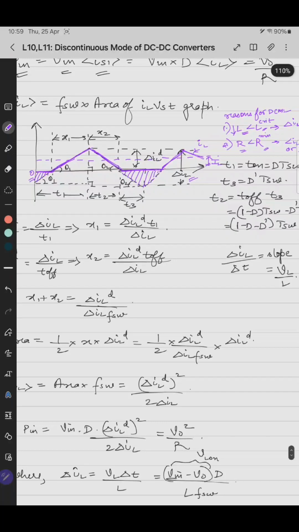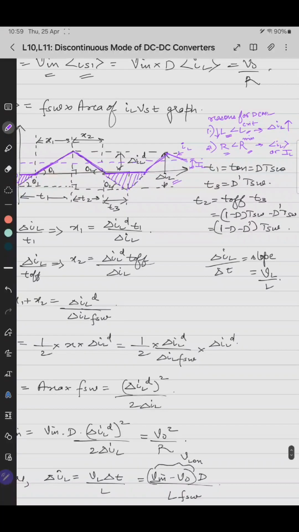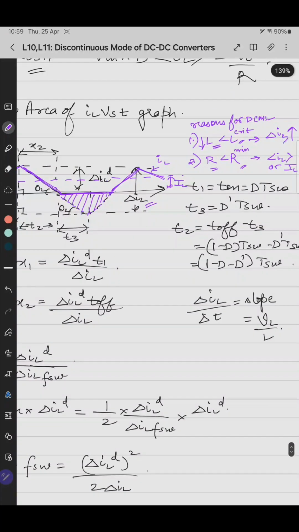First is the band in which it varies, that is the delta IL. So what changes delta IL is the inductance. If we reduce the inductance below L critical, then the band increases in such a way that it goes in the negative direction, which results in discontinuity.